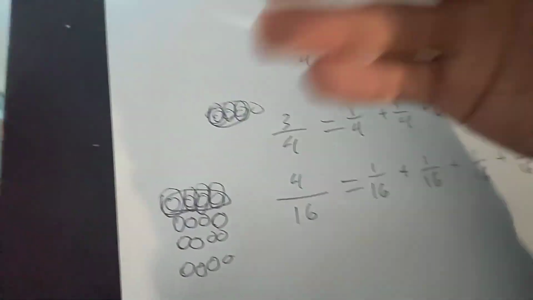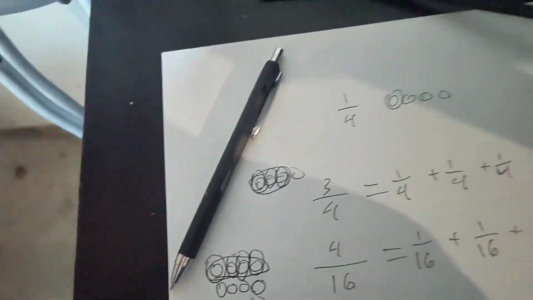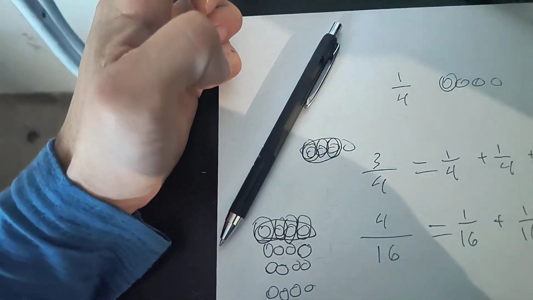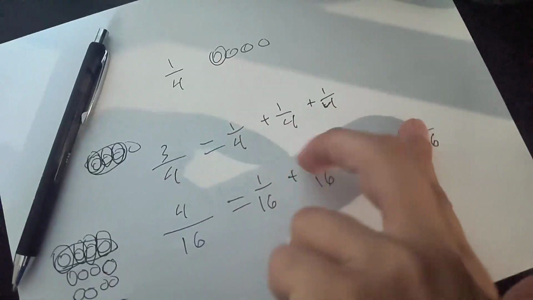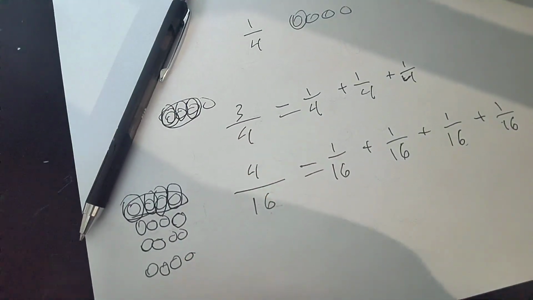And that's how you decompose fractions into the unit fraction. Into the more unit fractions, and then you add them together and you get the original fraction.